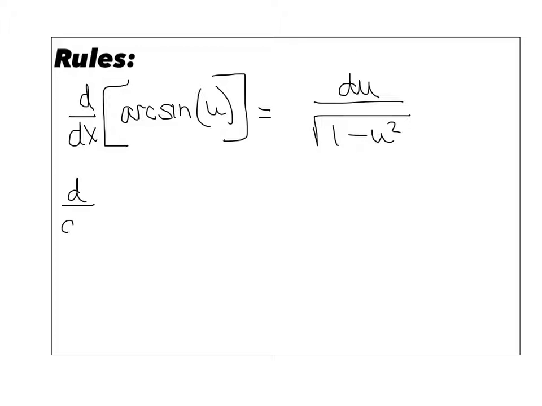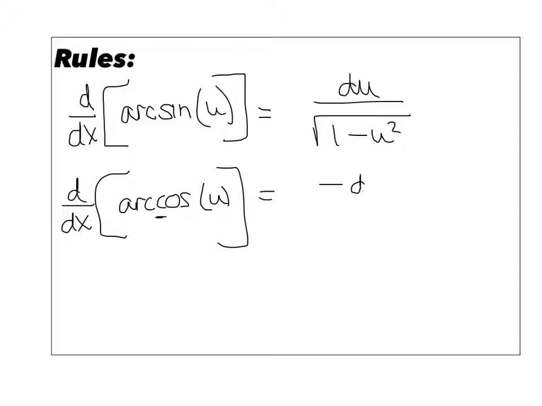Now, even though that's ugly, I think you'll like the derivative of arc cosine. It only changes just a tad, so it's kind of easy to remember. Because this arc cosine starts with a c, you've probably guessed it, it's just negative du over the square root of 1 minus u squared.